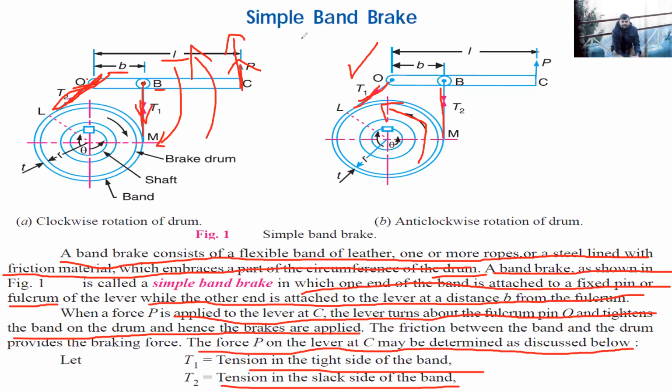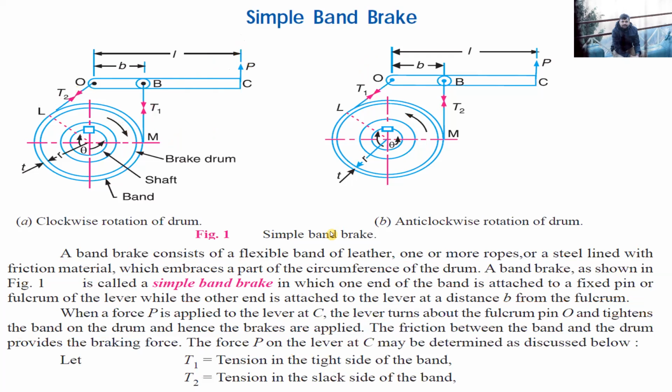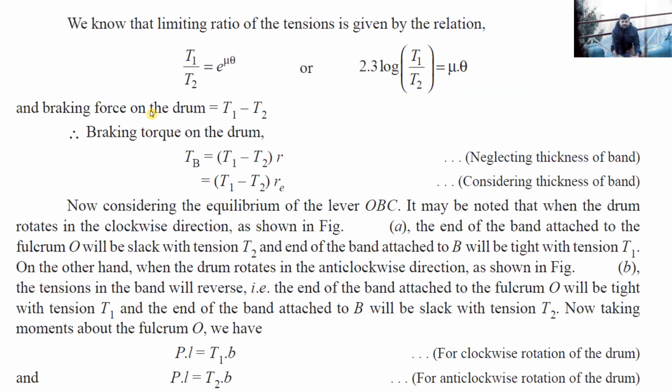All right. So just keep in mind, when it is rotating in clockwise direction, the T1 is over here, and when it is rotating in anti-clockwise direction, T1 is over here. Okay. Now let's move forward and see how it is addressed. So we know that the limiting ratio, as I told you in the previous slide, the relation between these two tensions, T1 upon T2, is equal to e to the power mu theta. Okay. And the braking force will obviously be T1 minus T2.